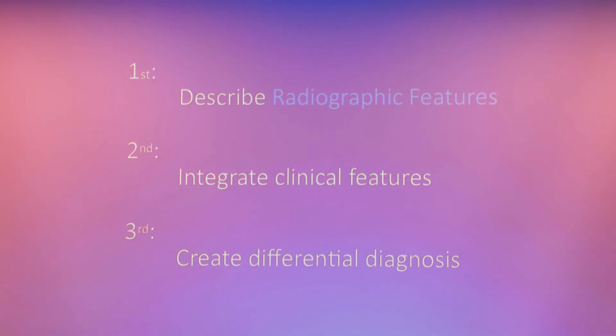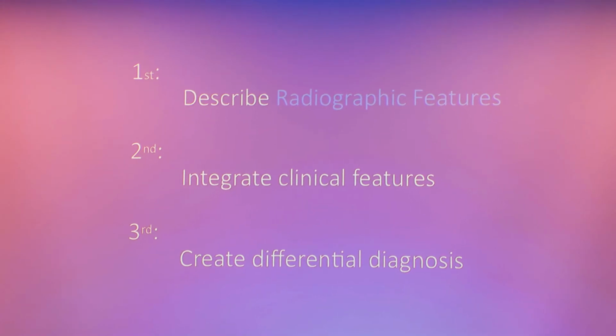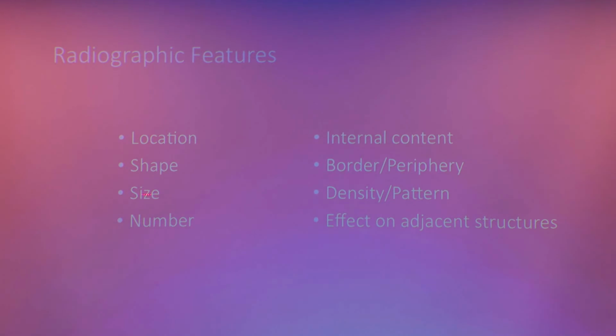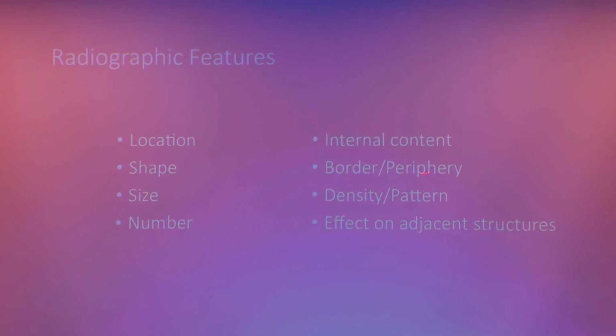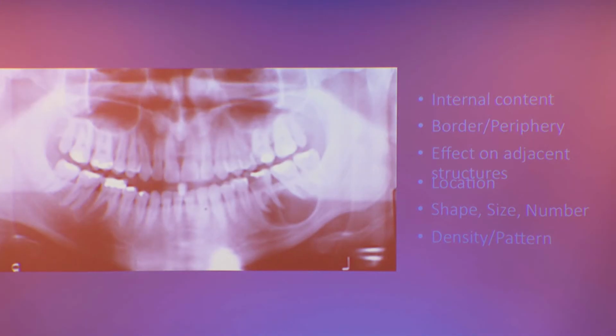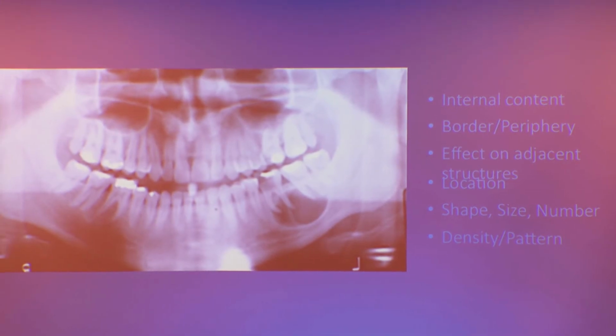Again, mainly for your reference, but I want to go over a couple main points here. When we do interpretations of images, we look at certain radiographic features and then try to put those features together with the clinical findings to create a differential diagnosis. The main features that we're looking at: location, shape, size, number, internal content, border, periphery, density, and the pattern of the density, and the effect on adjacent structures. If you consider these 8 concerns, it will help you a long way to creating a differential diagnosis.